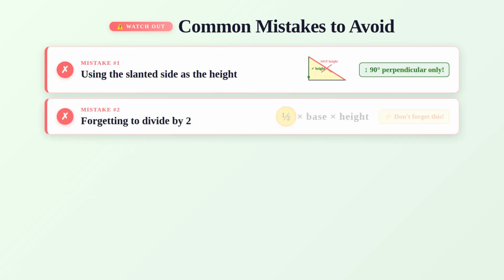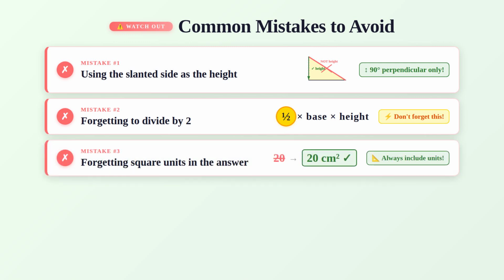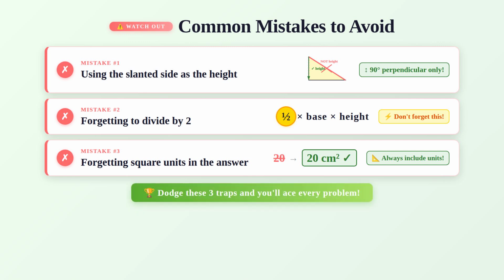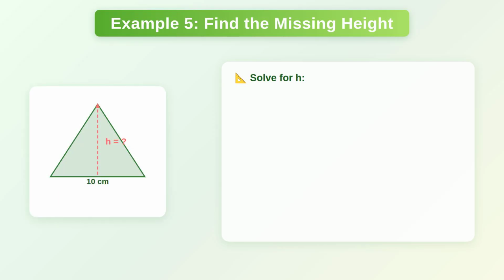Even Maya made a couple of these mistakes at first. Totally normal. Mistake number 1, using the slanted side of the triangle as the height. Remember, height must be perpendicular, straight up at 90 degrees. Mistake number 2, forgetting to divide by 2. You must multiply base times height and then take half of it. Mistake number 3, forgetting square units in your answer. Area is always in square units: square centimeters, square feet, square meters. Dodge these 3 traps and you'll ace every problem.